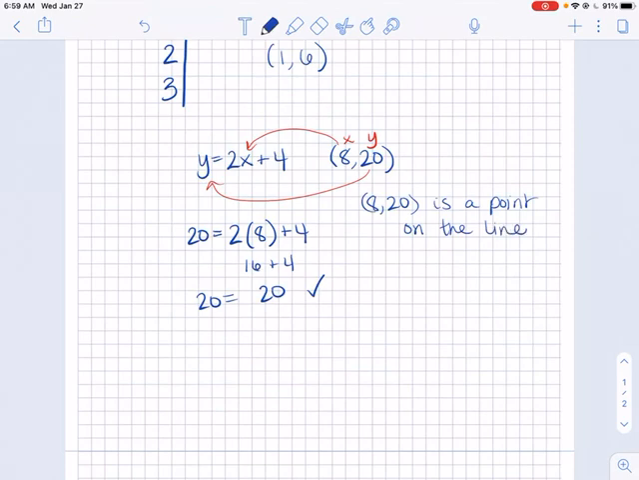Now, I find that a little bit easier than graphing and then having to graph out 8 far and see if it goes up to 20. And especially with big numbers or with fractions, it's going to be easier to plug them into the equation and just check, rather than to put them on the graph and kind of guess in some cases.